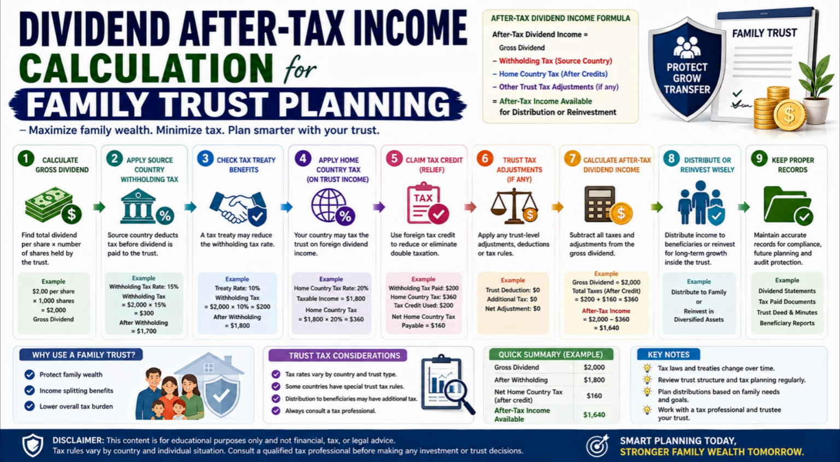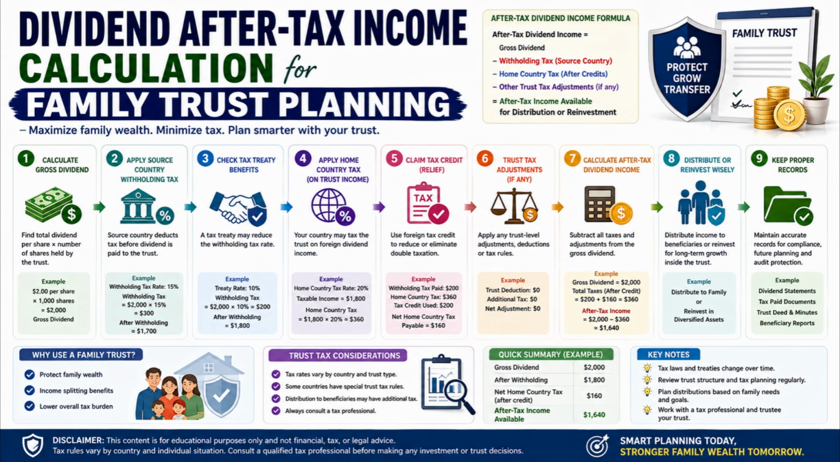Moreover, the trust may be able to claim a foreign tax credit or relief. This can help reduce double taxation when tax has already been paid in another country. For example, if $200 was already paid as withholding tax and the home country tax is $360, the foreign tax credit may reduce the remaining home country tax payable to $160, depending on the rules that apply.